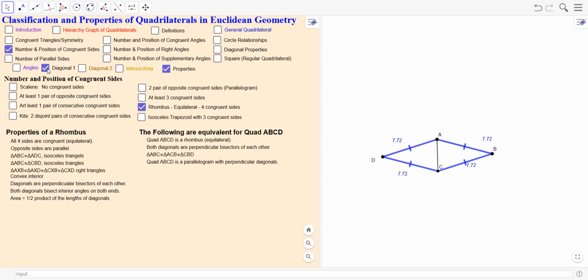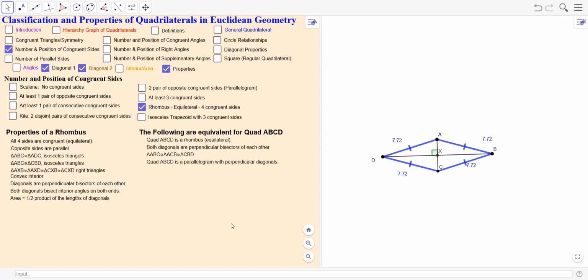Okay. If you take a diagonal, it has symmetry about that diagonal and about the other one. The diagonals are perpendicular bisectors of each other. They will intersect, so it is a convex quadrilateral. The 4 little right triangles that you see here are all congruent to each other. Both diagonals are angle bisectors on both ends. Okay. It turns out that the area is 1/2 the product of the lengths of the diagonals.